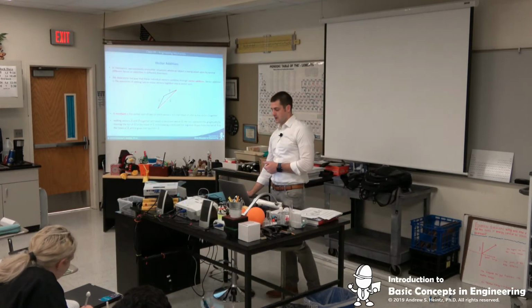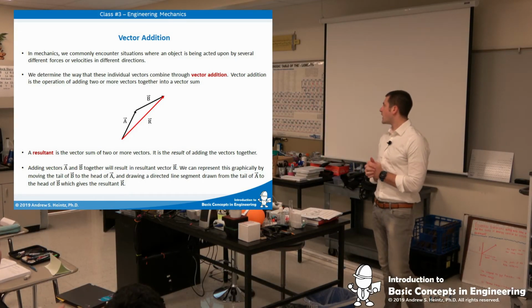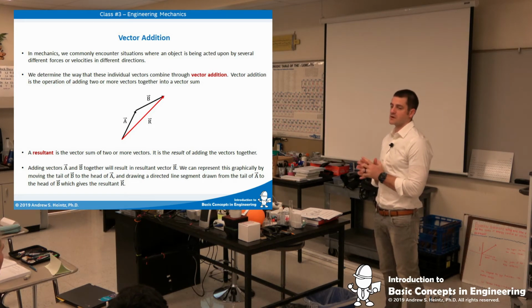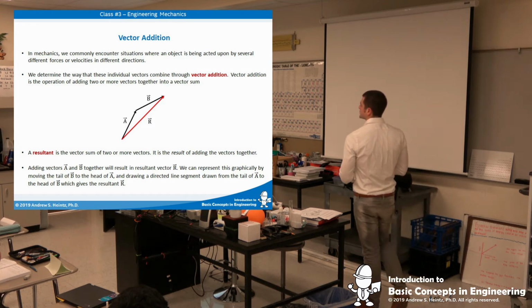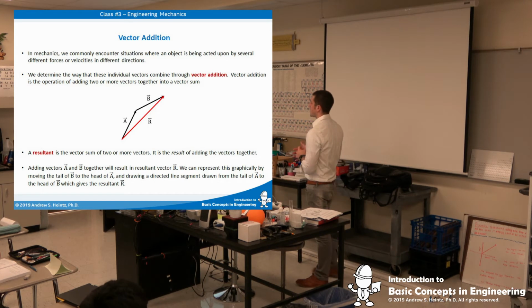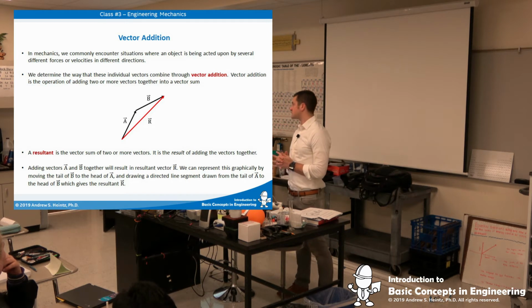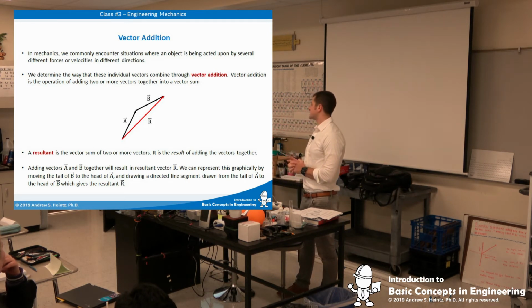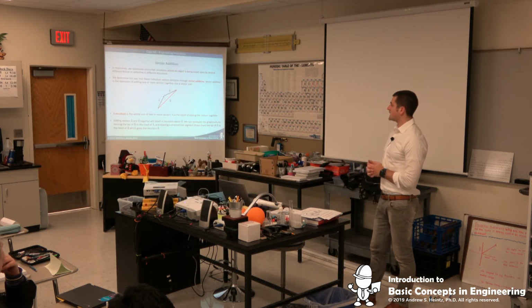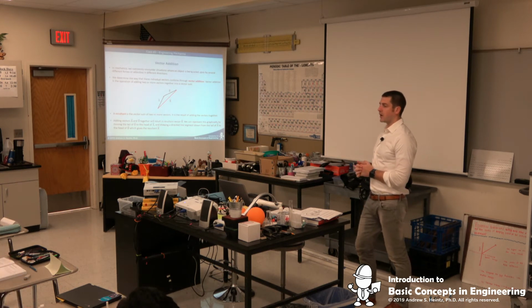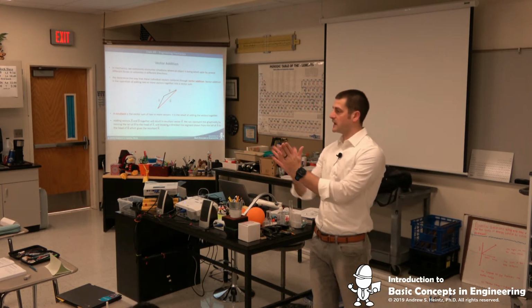Okay? All right, now vector addition, you guys have all done this. So in mechanics, we commonly encounter situations where an object is being acted upon by several forces. We already talked about that with the plane, where it was being acted on by 4 different forces. We determine the way these individual vectors combine through vector addition. Vector addition is the operation of adding 2 or more vectors together in a sum. The resultant, which is fundamentally what we care about, that's why it's red there, is the vector sum of 2 or more vectors. It is the result of adding those vectors together, so we call it the resultant. So in this case, if I added A and B together, we would get R. Now it seems very fundamentally simple. You just put the 2 end to end and see where they end up by drawing a line.